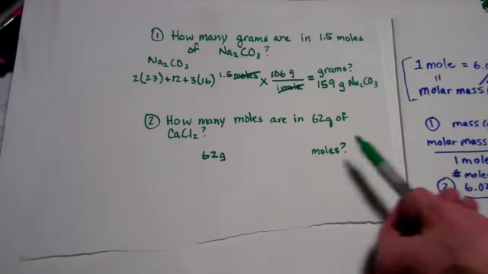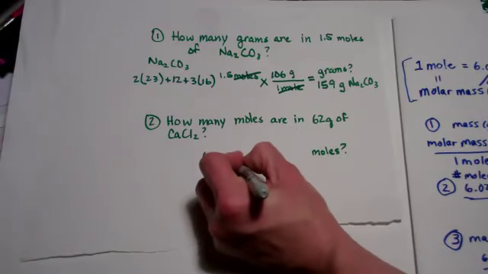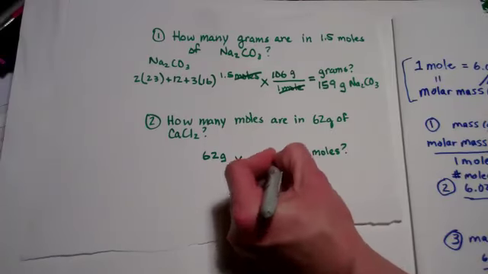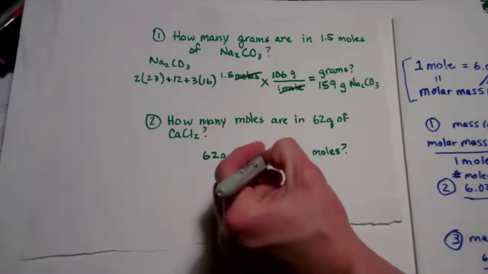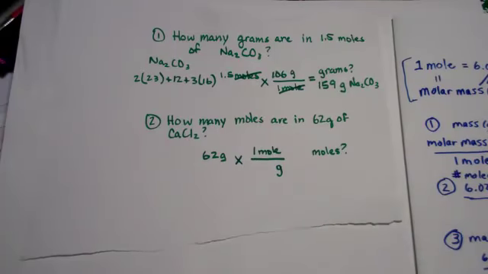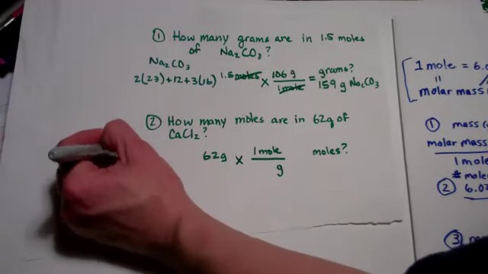This time, however, we want to calculate moles, so moles is going to need to be on top, and the molar mass is going to need to be on the bottom. So we can set up our conversion factor here. We'll have 1 mole on the top, and our molar mass in grams is going to need to be on the bottom. We need to calculate that for calcium chloride.